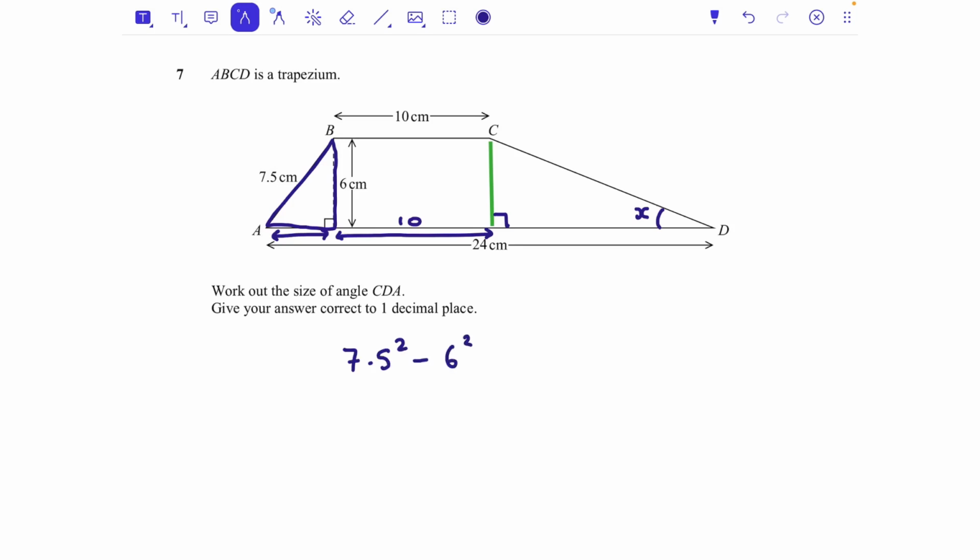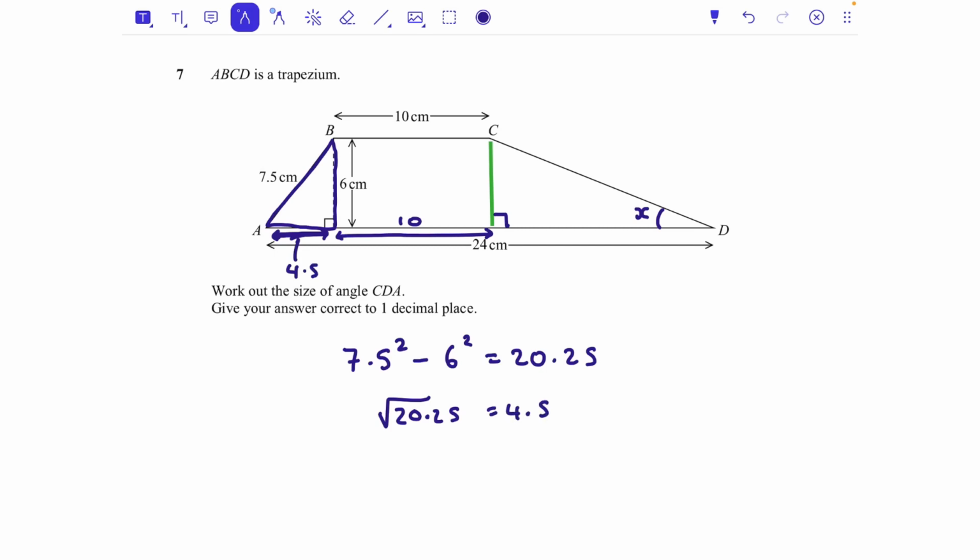And I'm taking away because I've already got the hypotenuse, so I want a shorter side of the triangle. So 7.5 squared, take away 6 squared, and that is 20.25. And if I square root that answer, I'm going to get the length of this bit here. So 20.25 inside the square root, and that is 4.5. So I now know that this bit here is 4.5.